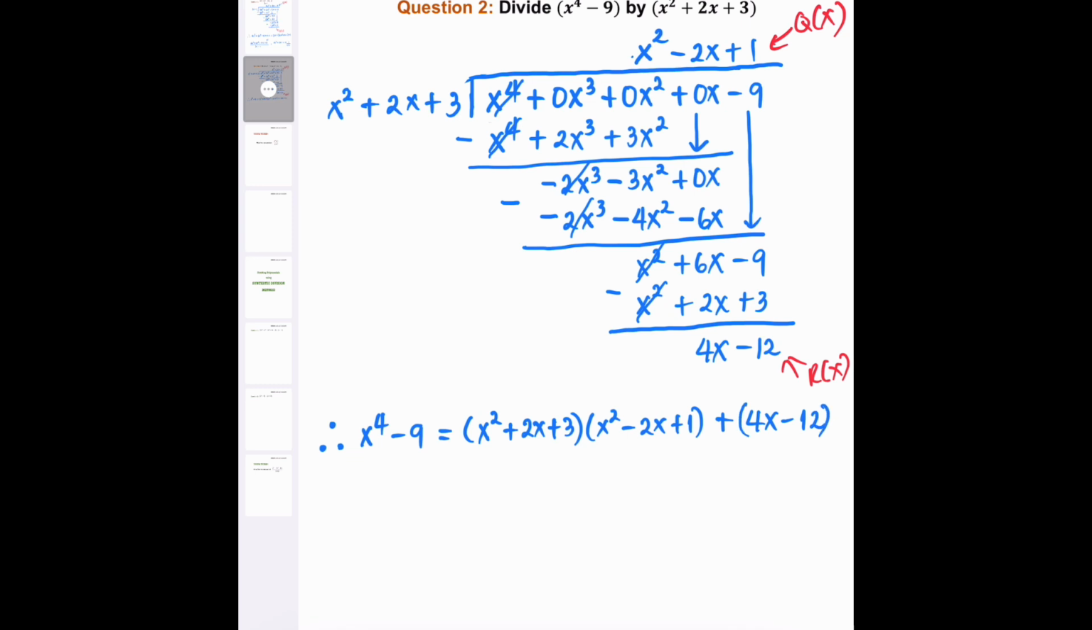So if you want to write it the other way, you have x to the power of 4 minus 9 divided by the divisor, which is x squared plus 2x plus 3, will be equal to the quotient, or the q of x, which is x squared minus 2x plus 1, plus the remainder, which is 4x minus 12, divided by the d of x, which is x squared plus 2x plus 3.